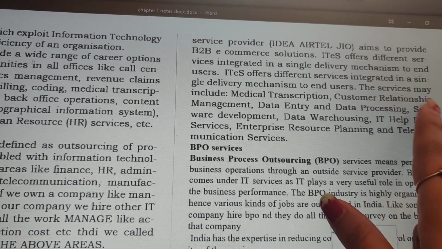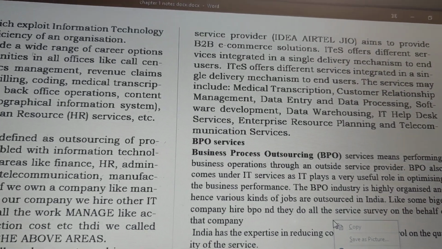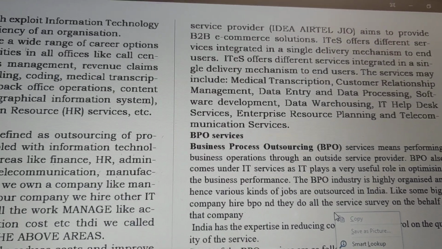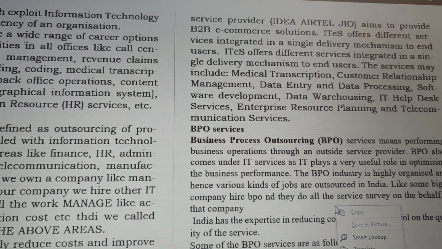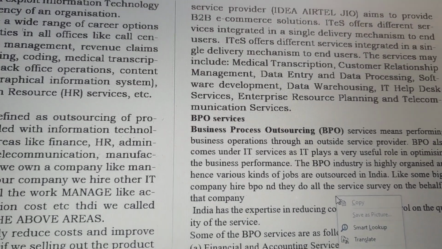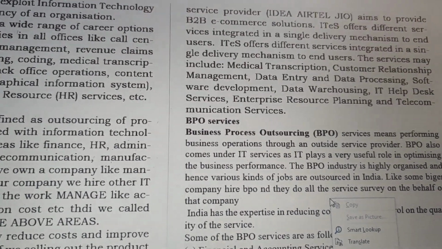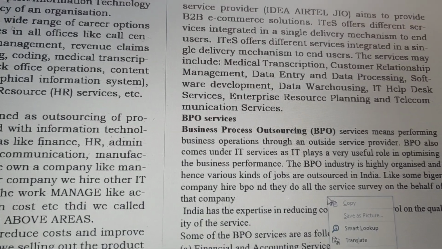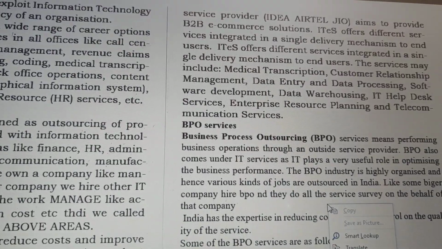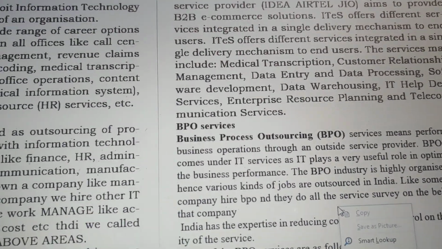Okay, the services may include medical transcriptions, customer relationship management, data entry, data processing, software development, data warehouse, IT help desk services. IT help desk services is if you have queries related to IT. Every company has a help desk which helps you to solve your problem. Enterprise resource planning, telecom communication services. So here is ITES complete.